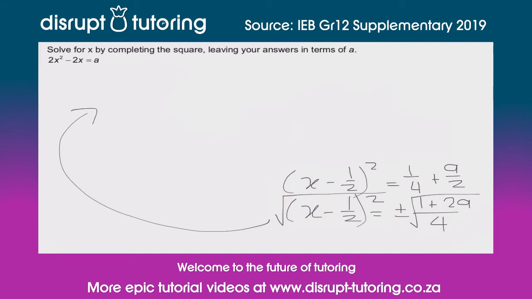Right, so now I'll be left with x minus a half. And the square's gone away, so it's going to be plus minus. Remember, I can split that third, so I can split it to cover that as well as that. So I'm going to leave the third at the top, and it's going to be 1 plus 2a over the 4, the square root of 4 is 2. The last thing I need to do is add a half to both sides.